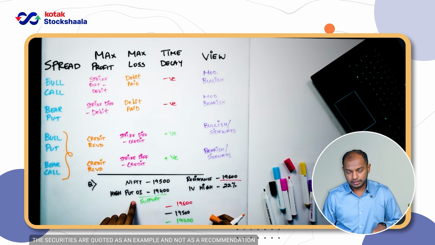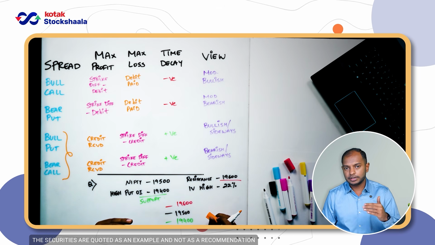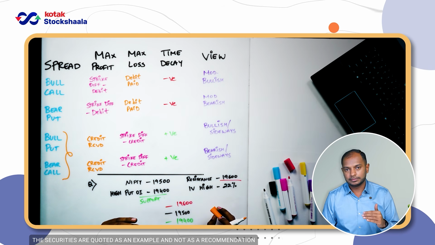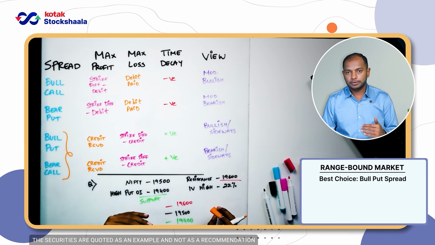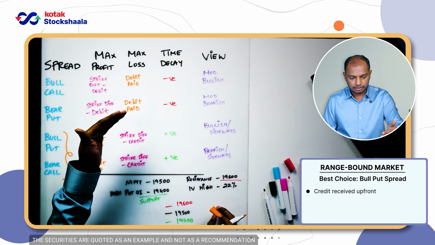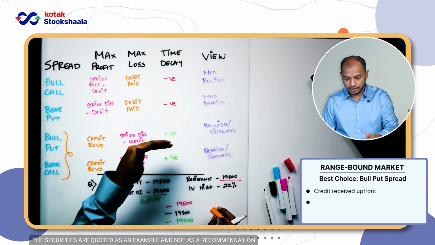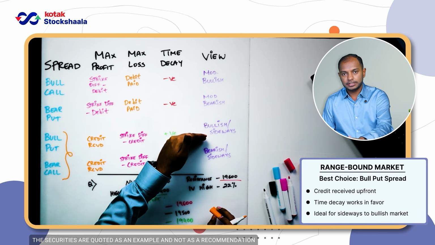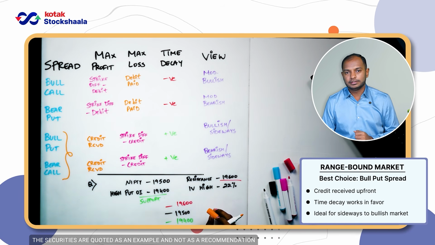Since put OI is high at 19,400, it would make sense for us to sell something that is just below the current market price. And hence, we can go for a bull put spread where we are going to receive the credit. Our maximum loss is going to be the strike difference minus the credit, time decay is on our side. So the view is also bullish or sideways. So this is going to be my bet for this specific illustration.